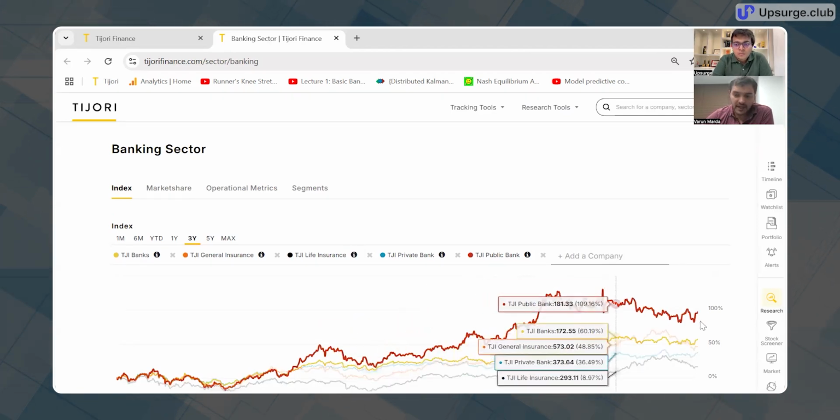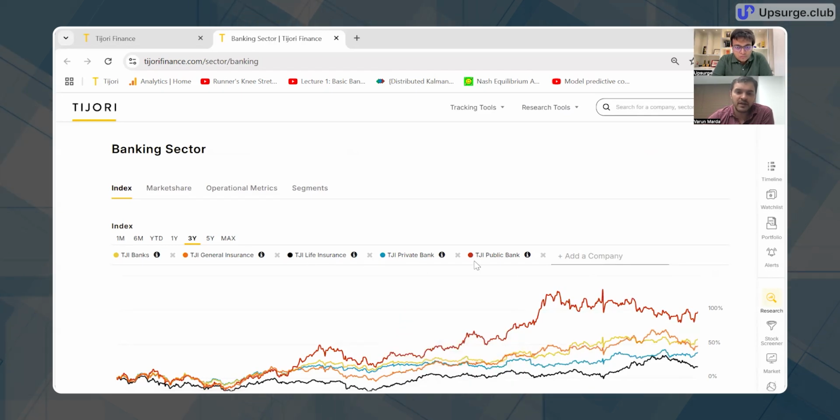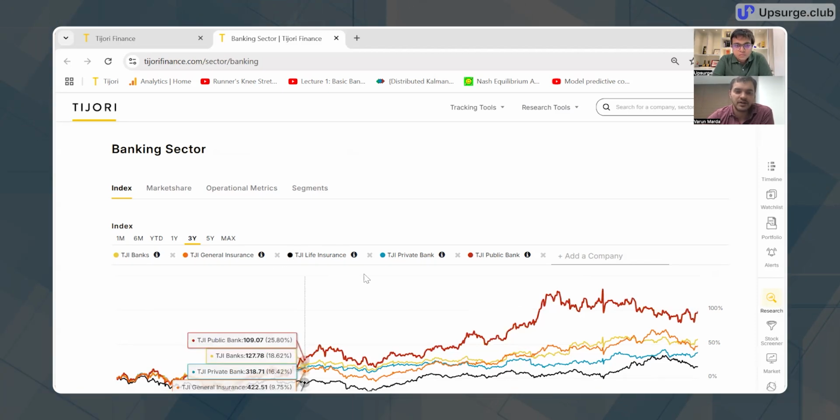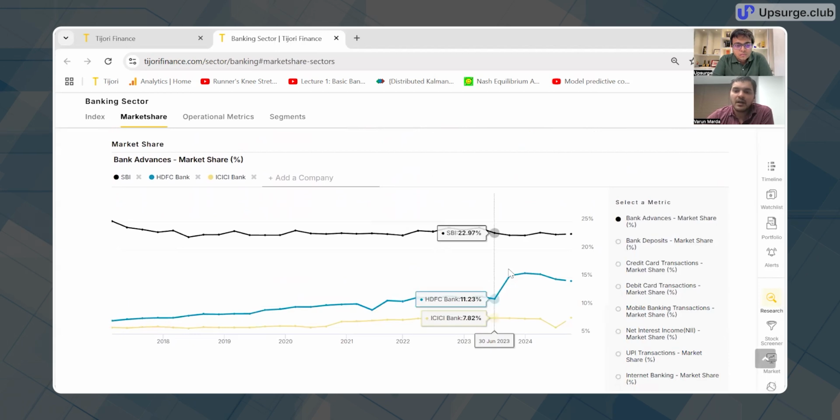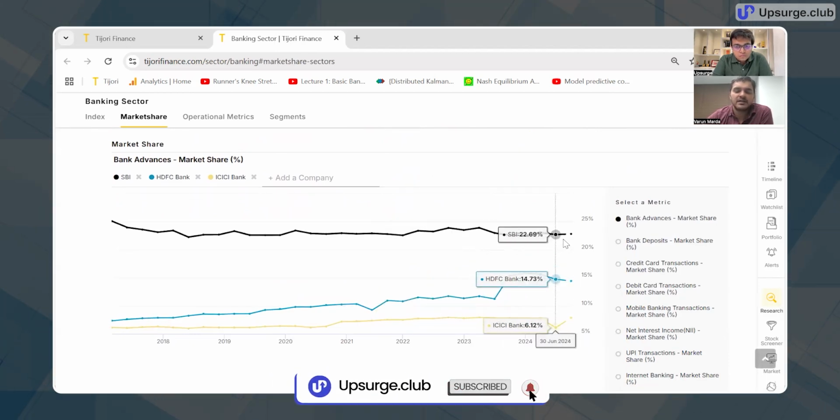What this sector screen does is give you an overview of how the sector is performing. It has custom indices for this sector, like the private bank and public bank index that you would usually have seen. We also have an overall bank index, or other financial services like a life insurance index and a general insurance index. We give you market share at a sector level in one place.